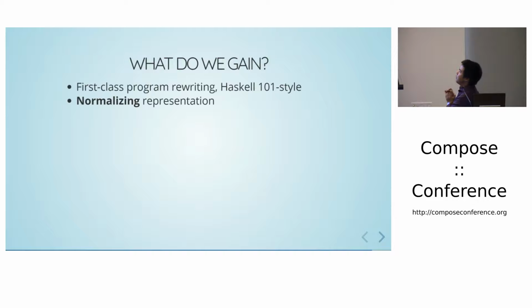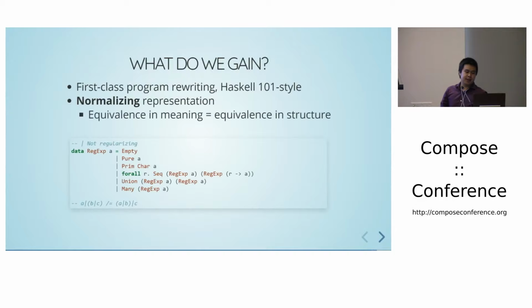And also, something nice is that we get what I call a normalizing representation, where it kind of forces equivalent regex to be equivalent in structure. This means that if things mean the same thing, then they have the same structure. For example, if we implement this naively using a data ADT, this structure here is not normalizing because if we have A or B or C, it's not the same as A or B or C in this data type, if you can see.